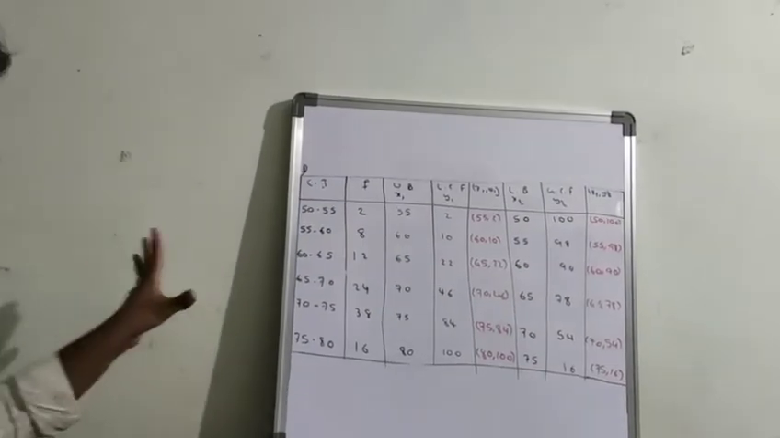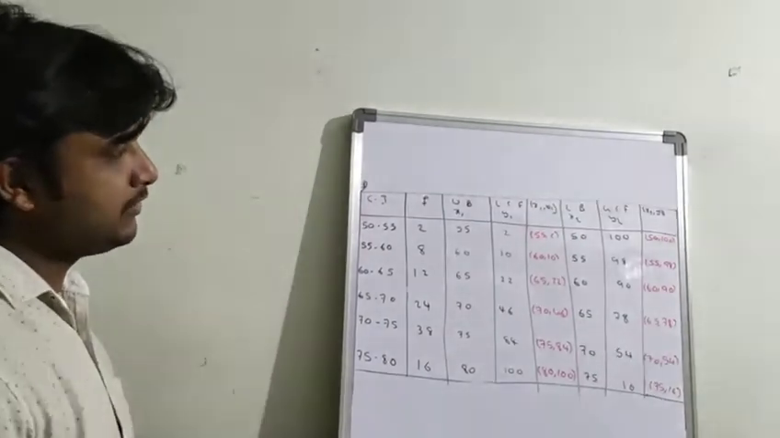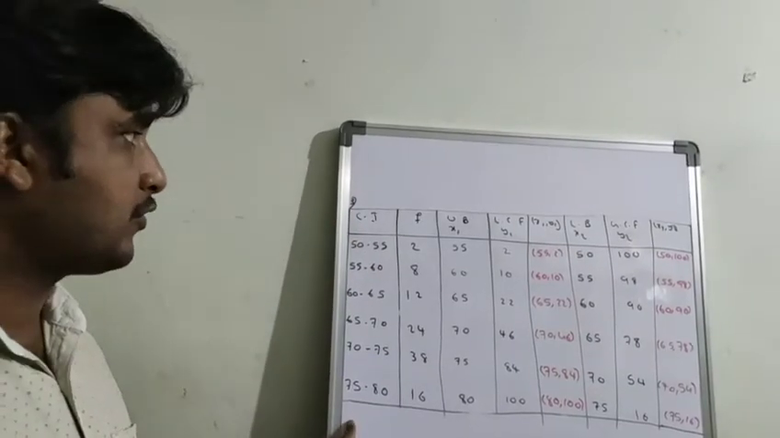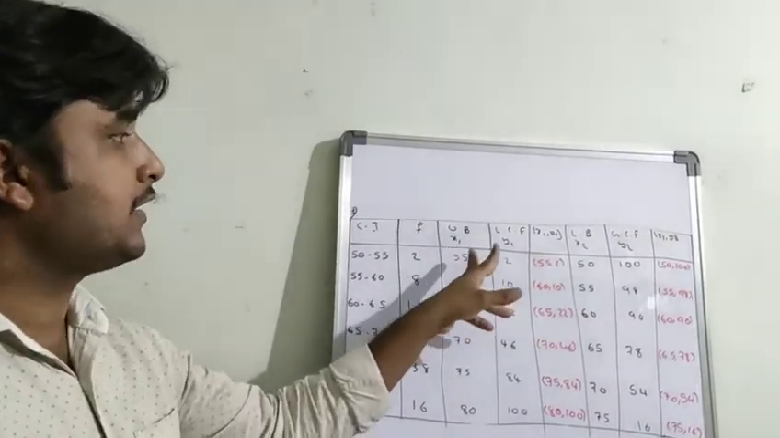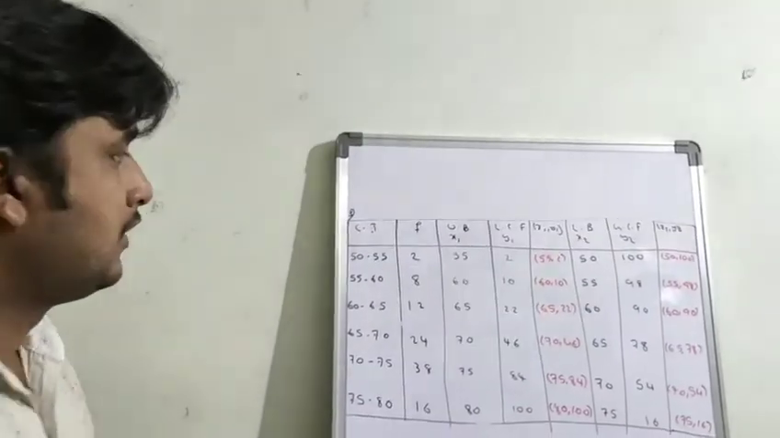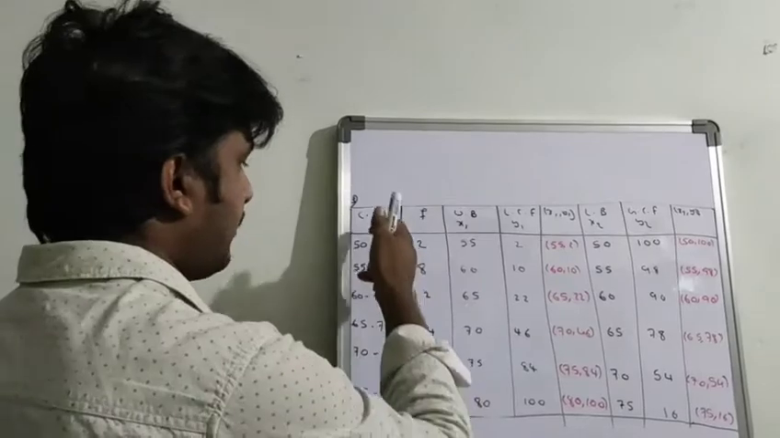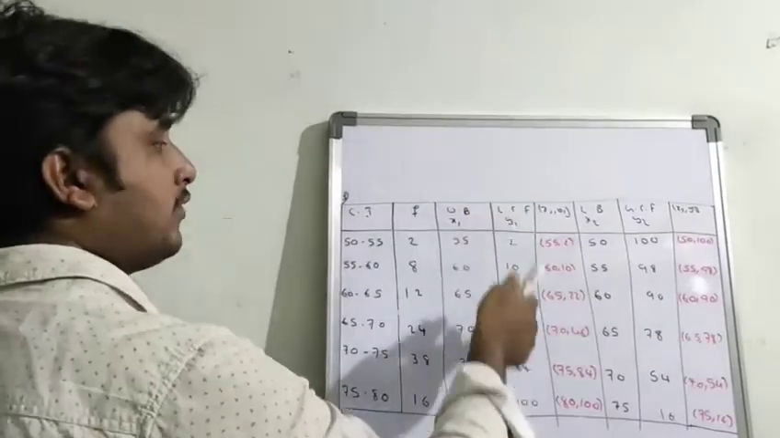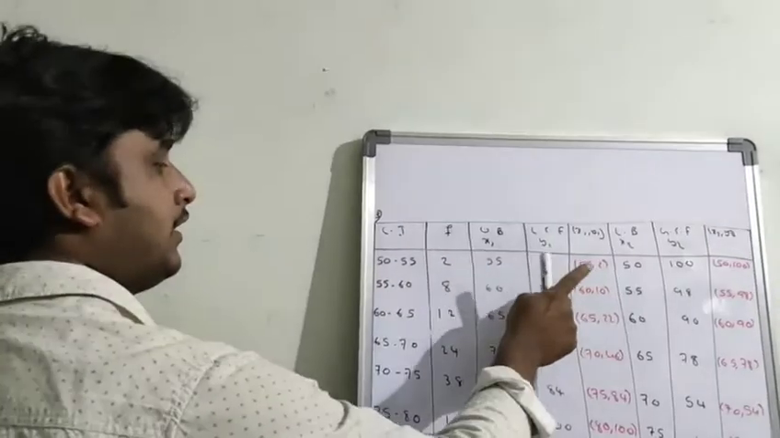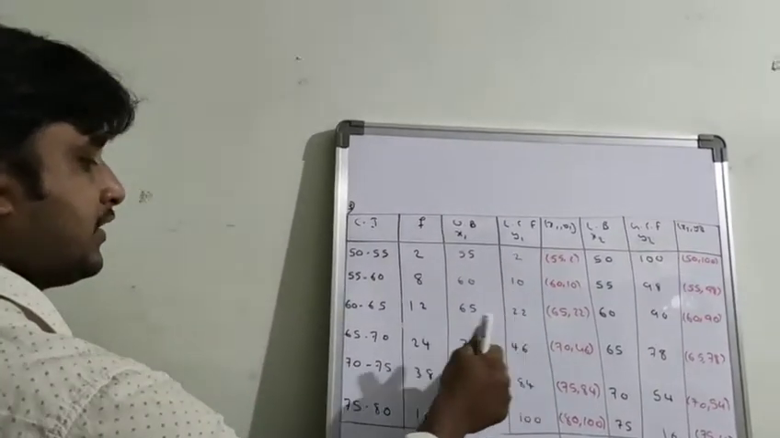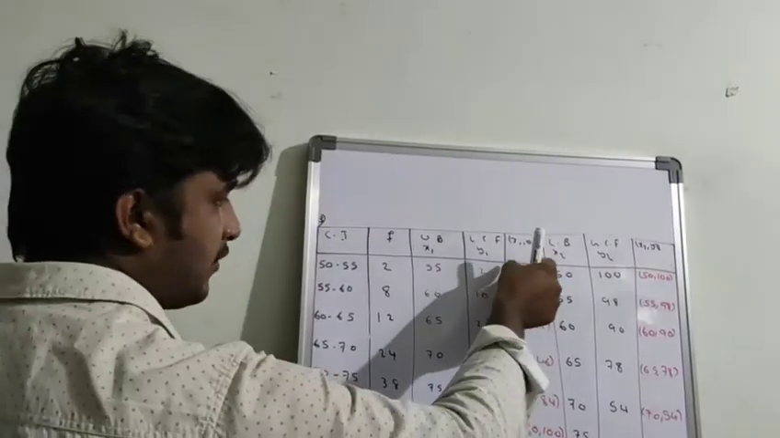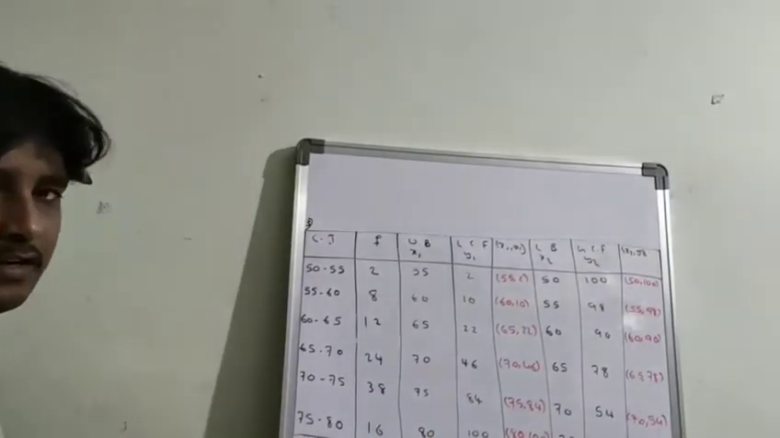It seems like a lengthy table, but you don't need to worry, because the two values you are drawing for that purpose only. First, the class interval given in the question, and the frequencies given in the question. The third, fourth, and fifth columns belong to the less than cumulative frequency. The upper bounds are 55, 60, 65 from the class interval we are taking. Less than cumulative frequency, the first and this one are the same. Next, 2 plus 8 is 10, 10 plus 12 is 22, 22 plus 24 is 46, 46 plus 38 is 84, 84 plus 16 is 100.